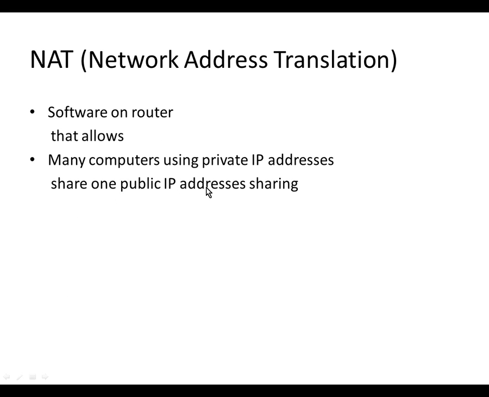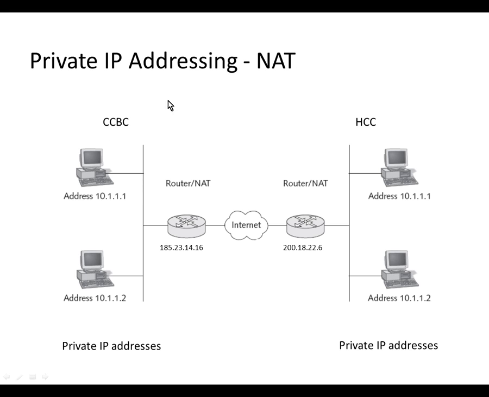IP address. Here's the example: CCBC and Howard Community College. Within CCBC and within Howard Community College, we use the same IP addresses. But wait a minute, I thought you can't have any two computers with the same IP addresses. You can in private IP addressing. In CCBC, we have computers in range 10.0.0.0, and the same IP addresses are used at Howard Community College. These are private IP addresses. But to connect to the internet, you must use a public IP address, which is a globally unique IP address.